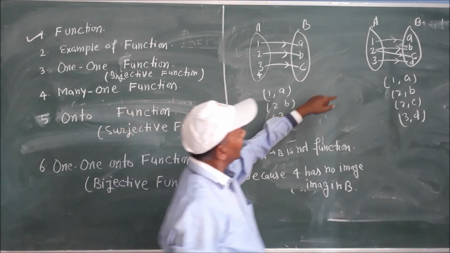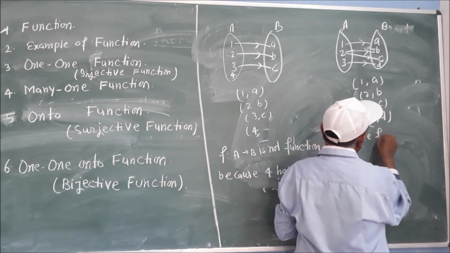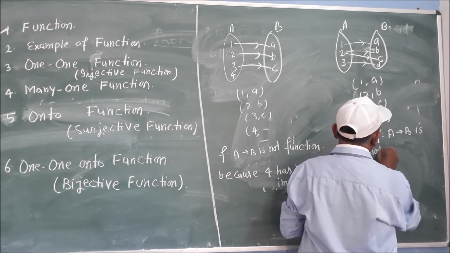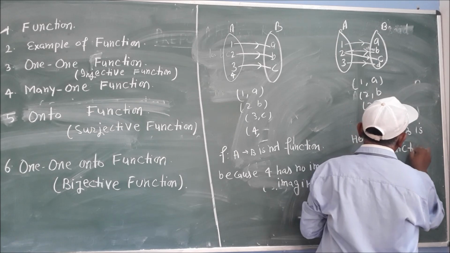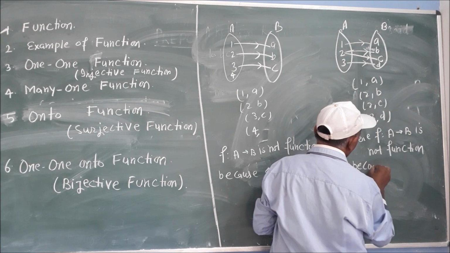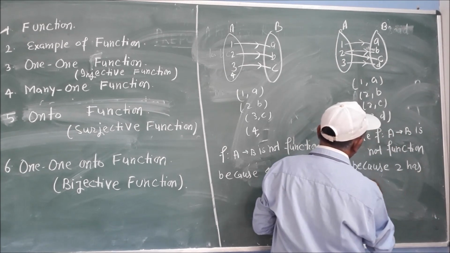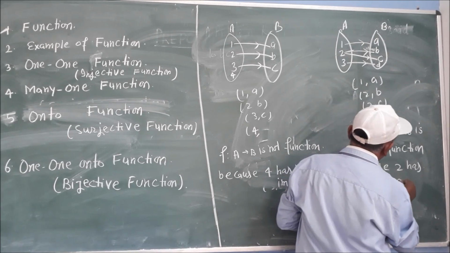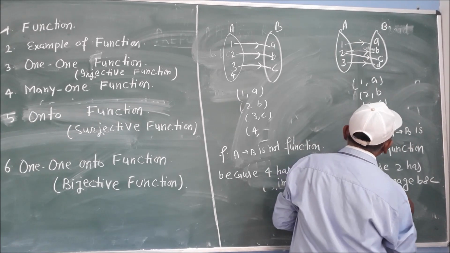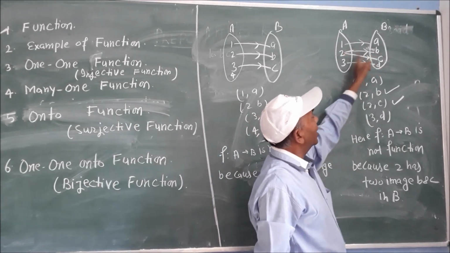So what are we seeing here? Here we can say that f such that A tends to B is not a function. Why not a function? Because 2 has two images, B and C, in B. क्योंकि यहाँ देखिए 2 का दो इमेज है, 2 का इमेज B भी है, 2 का इमेज C भी है.